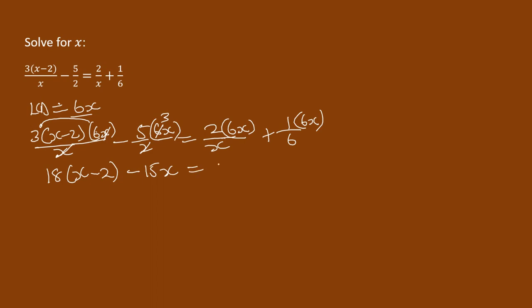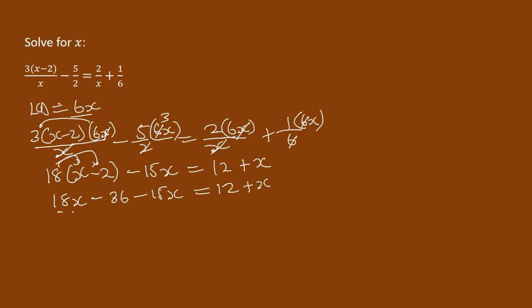And then is equal to x into x is 1. 2 times 6 is 12. Then 6 into 6 is 1. We remain with x. Right, then we can remove this bracket by distributing 18. That's 18x minus 36 minus 15x is equal to 12 plus x.